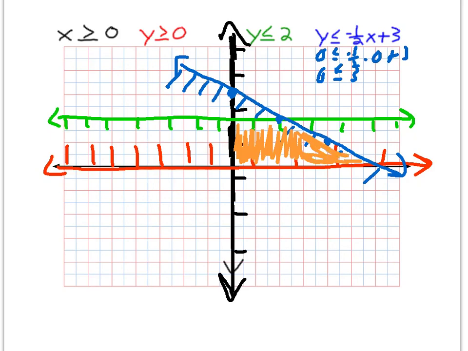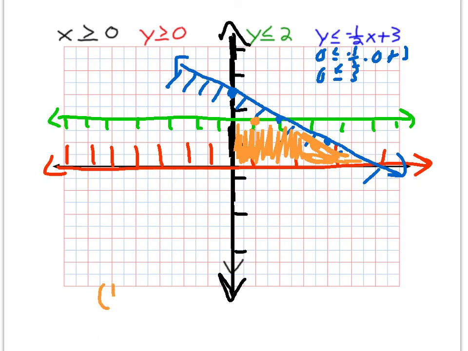Well, think about this now. Solutions to this, all the lines are solid. So that means anything on the quadrilateral is a solution. So, like, let's take the point, oh, I don't know, 1, 2, for example. That would be right here. 1, 2 is a solution to all those.